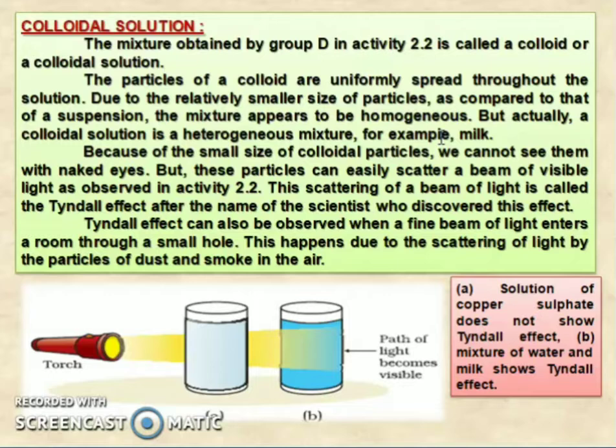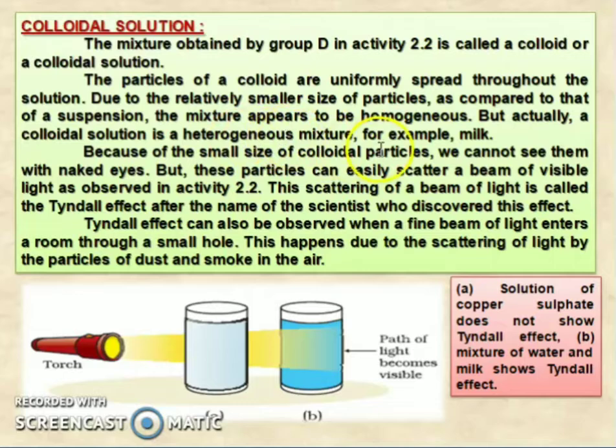Why is it homogeneous? Because the size of the particles is very small as compared to a suspension, so we cannot see them with the naked eye. That is why it appears homogeneous. But actually the colloidal solution is heterogeneous. For example, you can see it in milk. If we add milk to water, what happens? We cannot see the milk particles inside the water. Even if you add one drop of milk to the water, you cannot see the particles of milk.